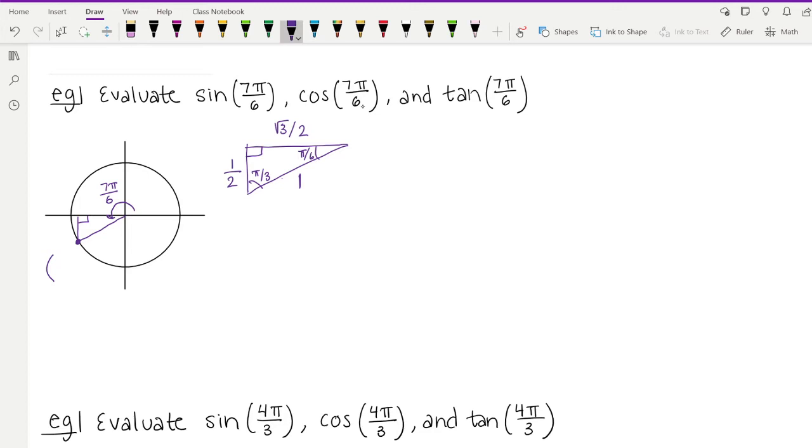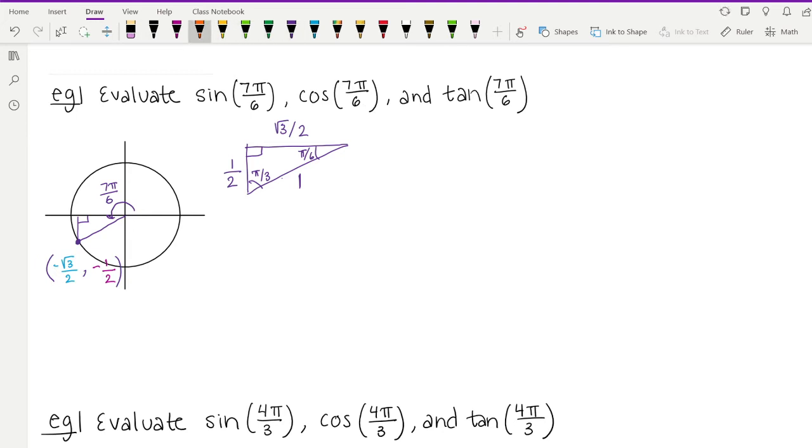So we know that the x and the y coordinate should both be negative because of the quadrant we're in, right? And so the x coordinate is going to be negative square root of 3 over 2. And then the y coordinate is going to be negative 1/2. So I'm just using the side lengths of the triangle that we found, but then applying the correct sign, whether they're positive or negative, in order to find the coordinates of that terminal point.